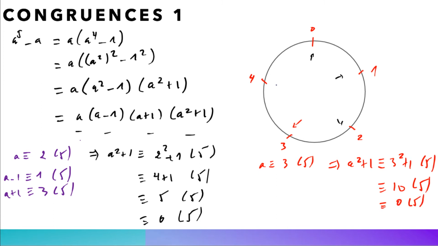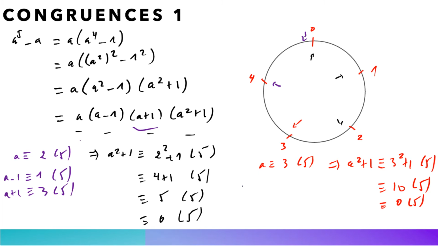Wonderful. The last case is a trivial fact because if a points to 4 o'clock, then a plus 1 must point to 0 o'clock, in which case the number here is a multiple of 5, and this gives that a to the 5th minus a is also a multiple of 5. Great news, and what a wonderful clock.